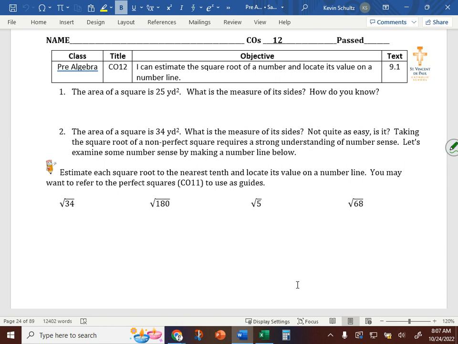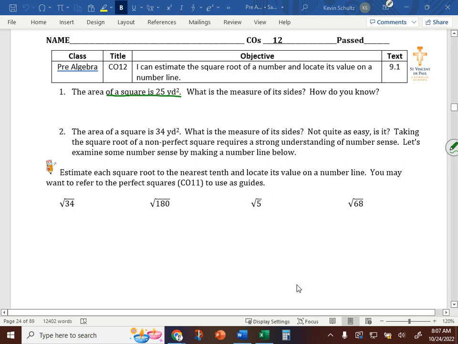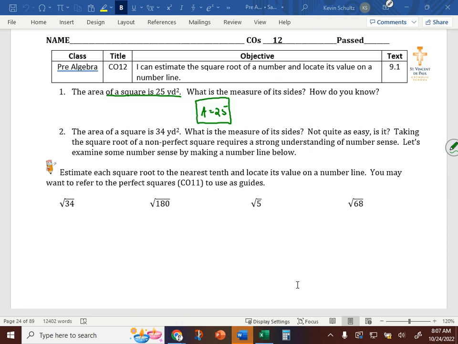But we're going to start with, if I tell you the area of a square is 25 square yards, how do you know what the measure of its sides are? Here's our square, kind of rectangly, but just pretend. The area is 25. How do you know what the measures of the sides are? The answer is kind of think about, well, how do I get to the area of a square? What's the formula to calculate the area of a square?